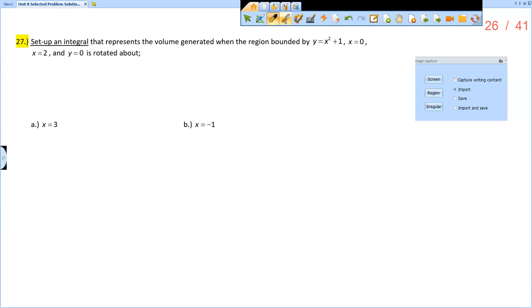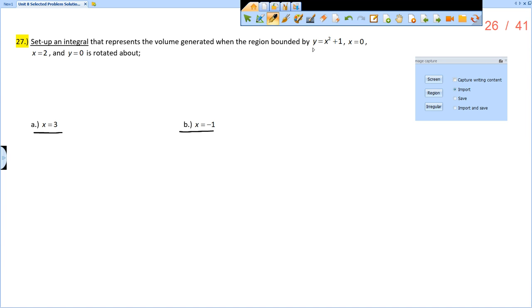This is the solution video for section 8.2, problem number 27. It says set up an integral that represents the volume generated when the region bounded by y equals x squared plus 1, x equals 0, x equals 2, y equals 0 is rotated about, for A, x equals 3, and for B, x equals negative 1.